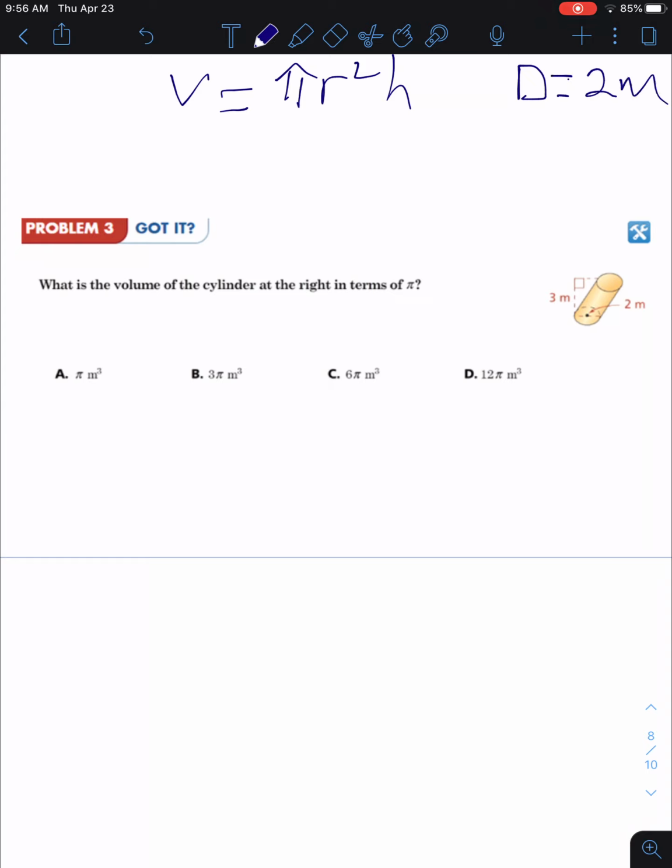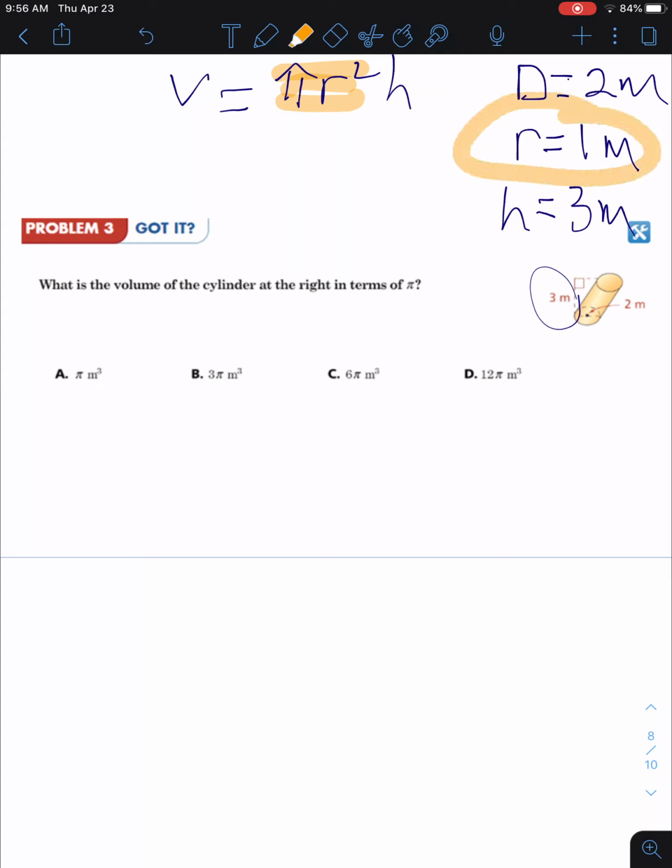Now the diameter in this one is 2 meters. And we know that our radius is half of that, so the radius would be 1 meter. The height, h, is this measure over here, 3 meters. Okay, so if we're looking at the pi r squared for this base, being that the radius is 1, we'd have pi times 1 squared, which would be pi, times h, and that's times 3.